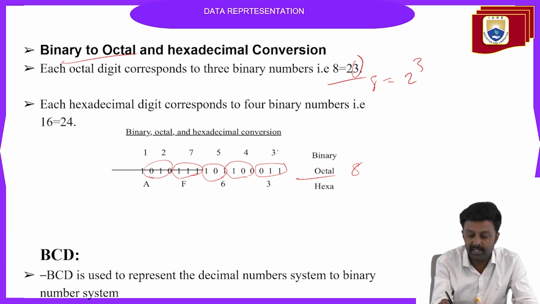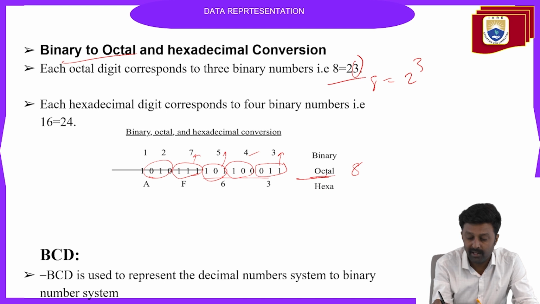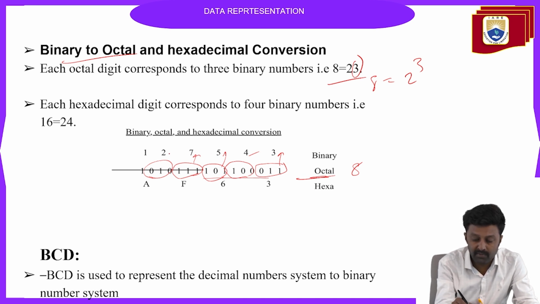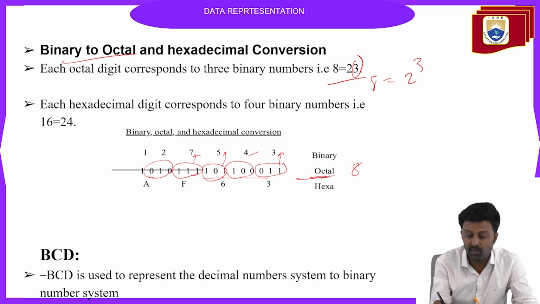Then 0 1 1 is 3, 1 0 0 is 4, 1 0 1 is 5, 1 1 1 is 7, then 0 1 0 is 2, and this is 1. So the octal equivalent of the binary number is 3 4 5 7 2 1. This is how we convert a binary number into an octal number.